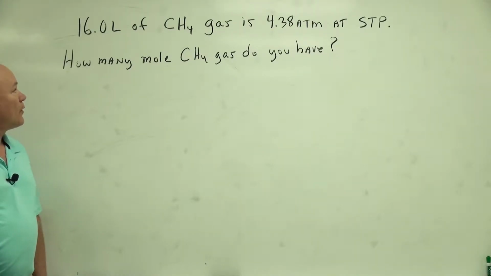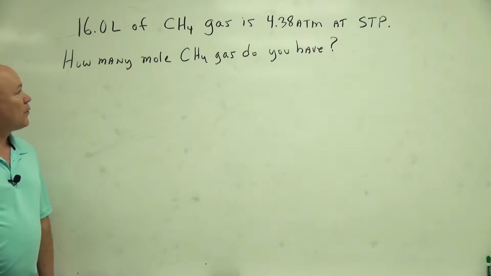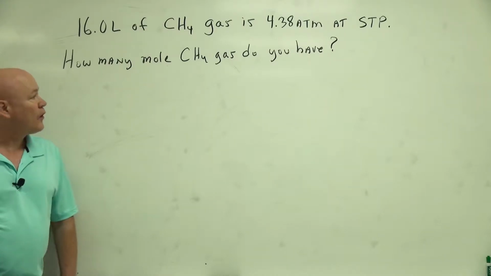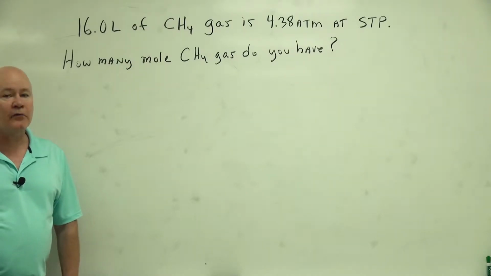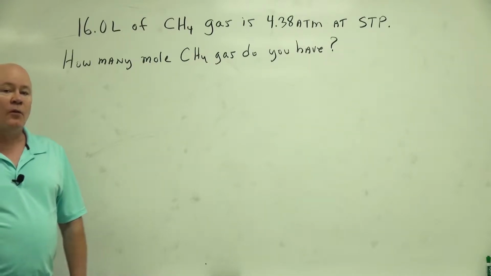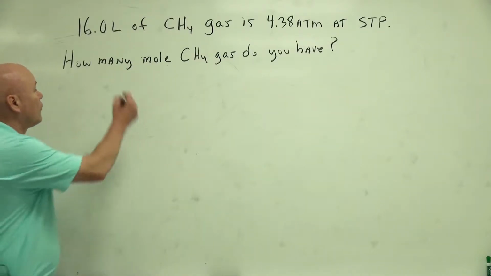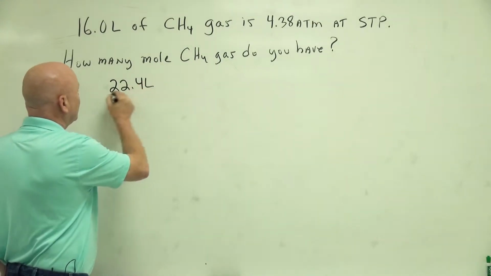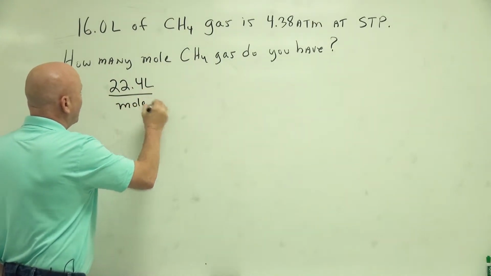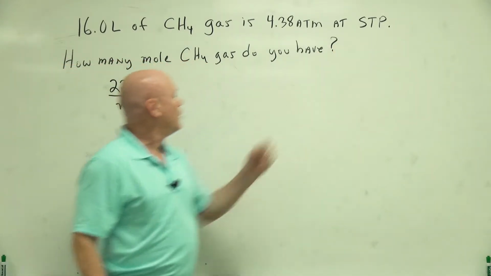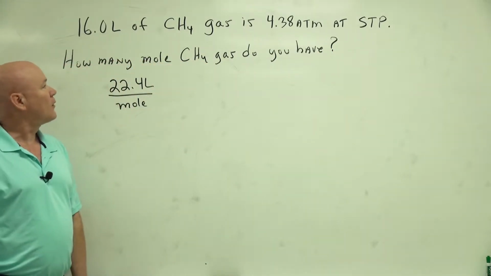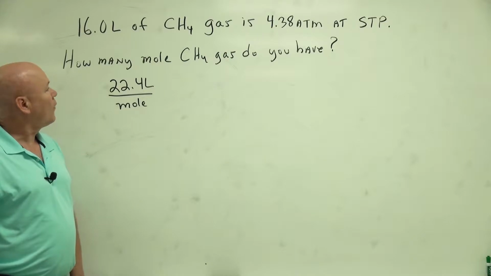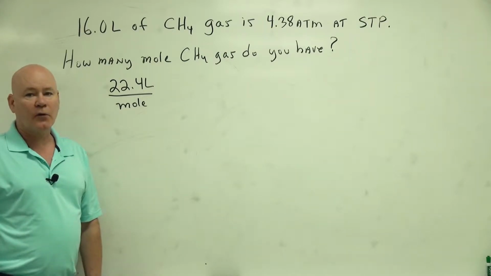The pressure of 16.0 liters of methane gas, that's CH4, is 4.38 atmospheres at STP, standard temperature and pressure. How many moles of CH4 gas do you have? Well, you see the STP, so that means that I know I'm going to need 22.4 liters per mole, because that's the whole point of STP, is you're going to get a conversion factor.